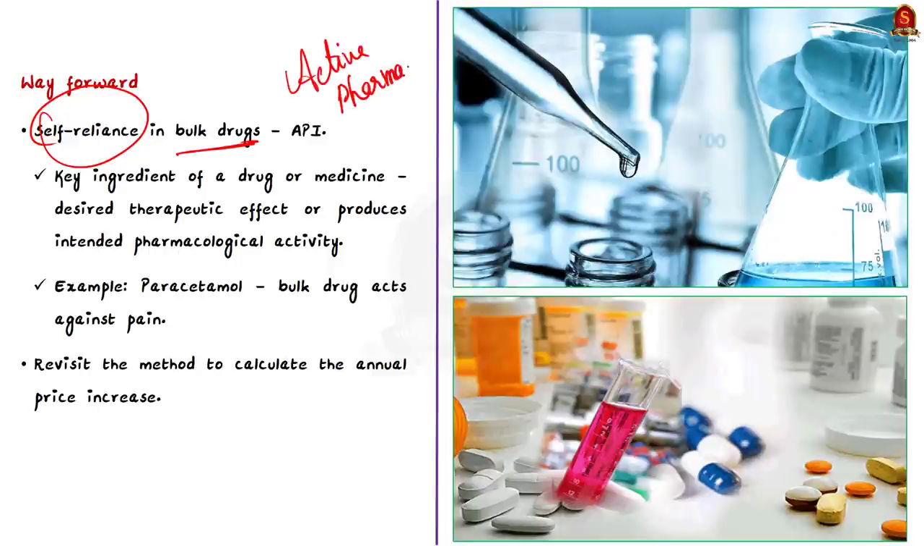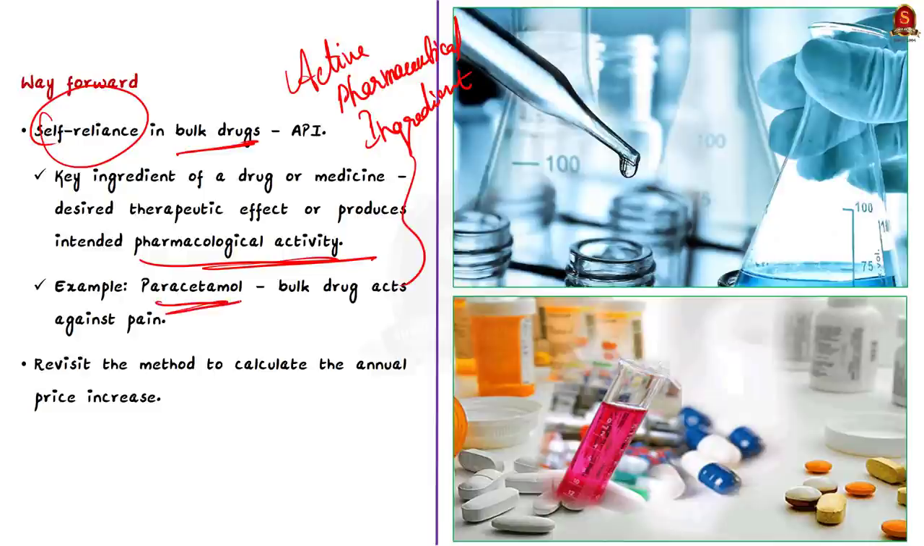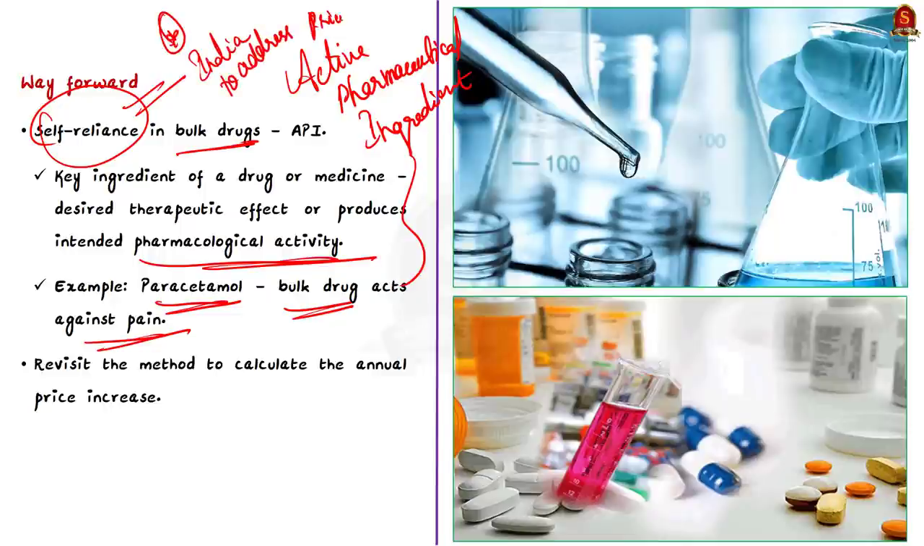It is the key ingredient of a drug or medicine which gives the desired therapeutic effect or produces the intended pharmacological activity. For example, take paracetamol. It is a bulk drug and it acts against pain. Am I right? So, attaining self-reliance in the pharma industry is very much important for India in order to address the price rise. Now, secondly, the method to calculate the annual price increase should be revisited.